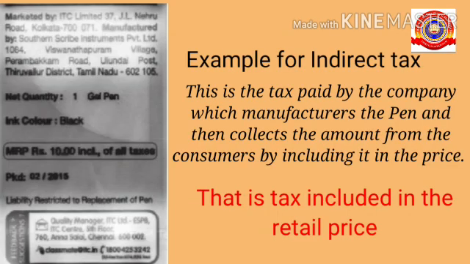Example for indirect tax is tax paid by the company which manufactures the pen and then collects the amount from the consumers by including it in the price. That is why the outer packing states inclusive of all taxes.